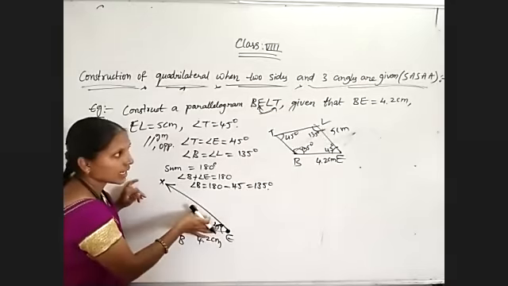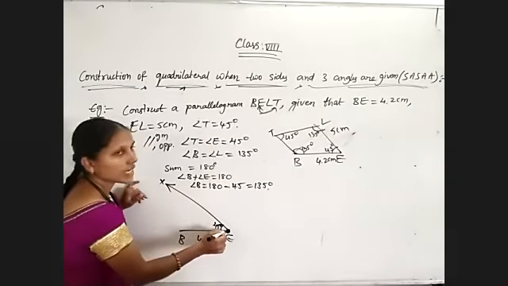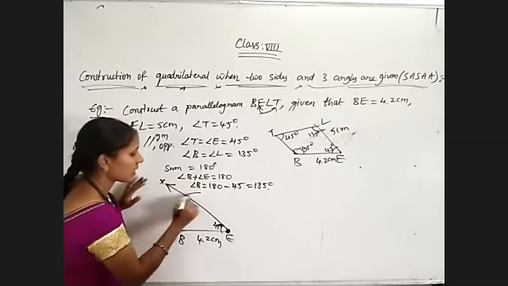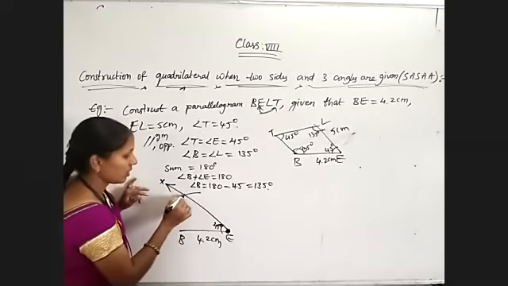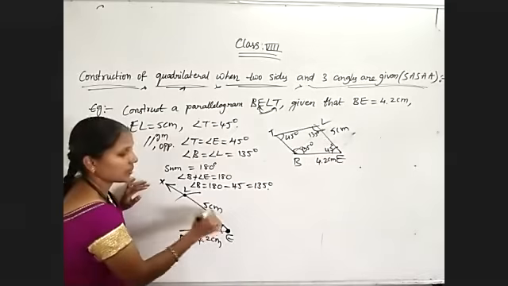So on this side I have 5 centimeters. EL is equal to 5 centimeters. So with a 5 centimeter radius and E as center, cut that arc, cut that ray. Okay, then it will be L with 5 centimeters.